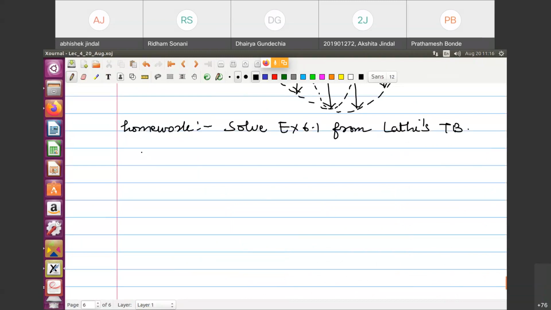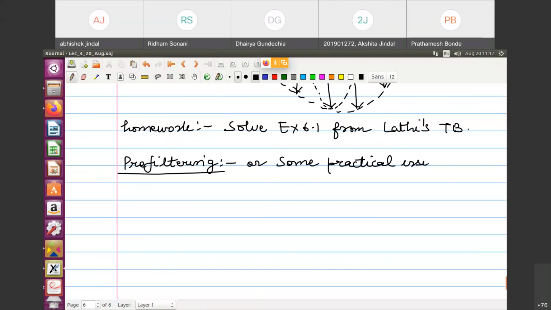So now we come to the concept of pre-filtering. This is also a very important concept, and I will say that this is the last concept which we need to discuss in sampling. Okay. So this is pre-filtering, or some practical issues in signal sampling and reconstruction.